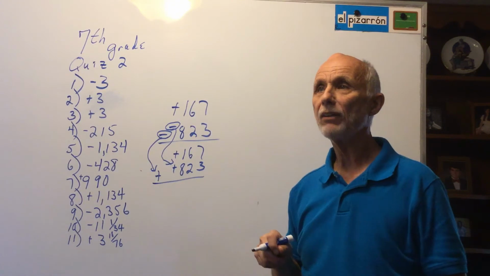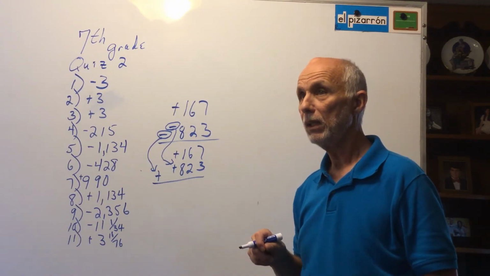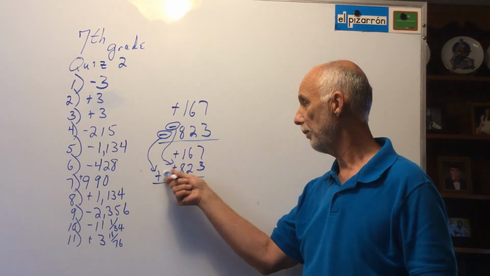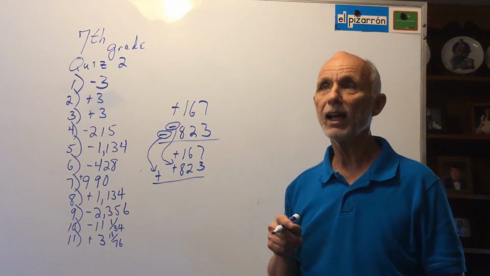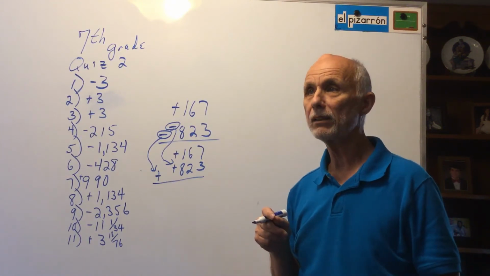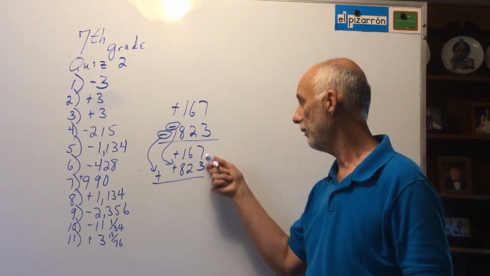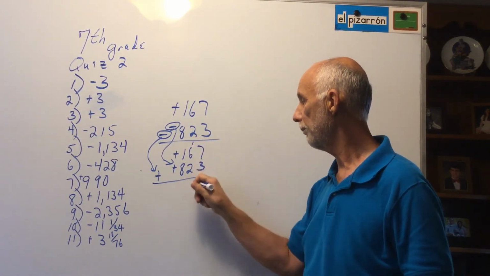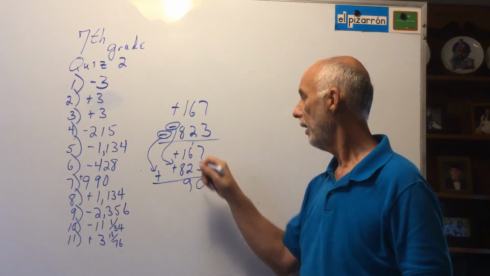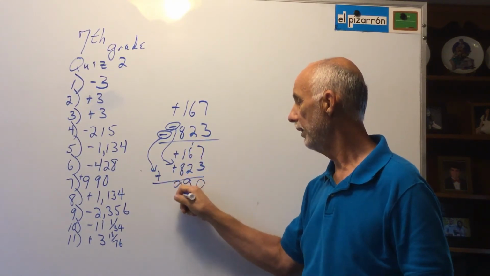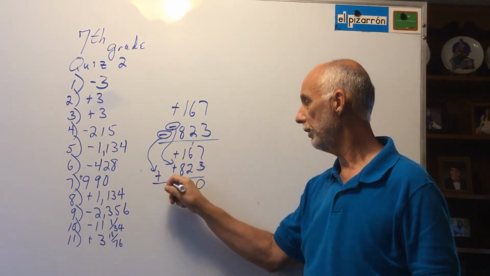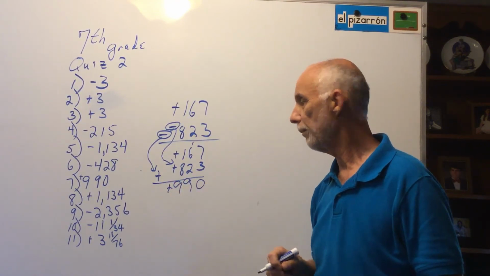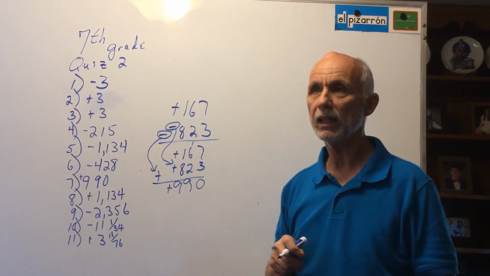I don't add, I follow the addition rule. And the addition rule for a positive plus a positive, same signs, add and bring down the positive sign. So if I add 7 plus 3 is 10, carry your 1. 1 plus 6 is 7, plus 2 is 9. And 1 plus 8 is 9. And again, your answer is positive. And you get a positive 990.